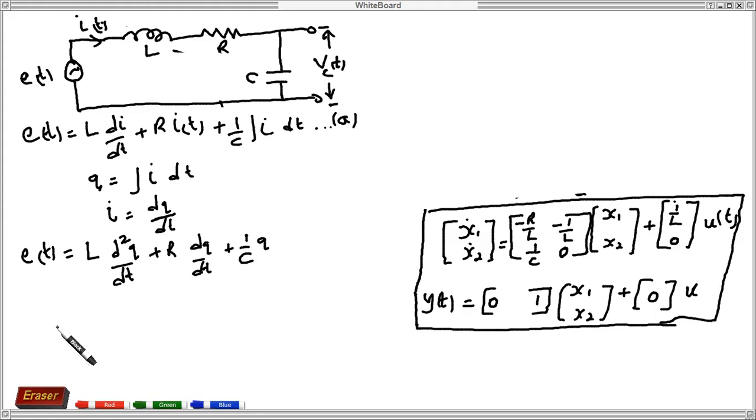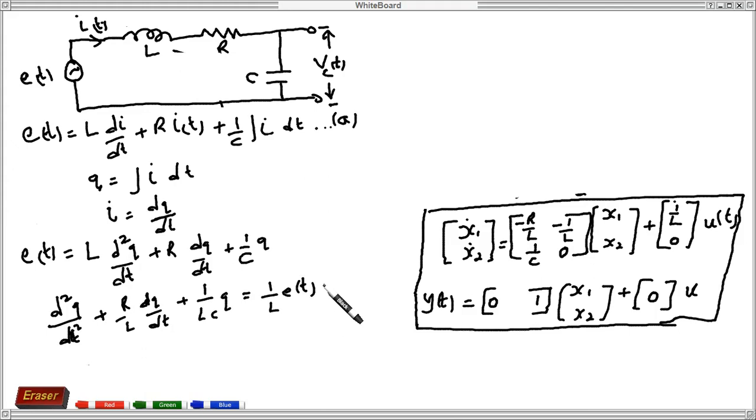We can write this as a second order differential equation in terms of charge Q as follows: d squared Q/dt squared plus R over L dq/dt plus 1 over LC Q is the same as 1 over L E of t. You can call this equation B. From equation B, we have a second order differential equation in terms of charge: d squared Q/dt squared plus R over L dq/dt plus 1 over LC Q is equal to 1 over L E of t.